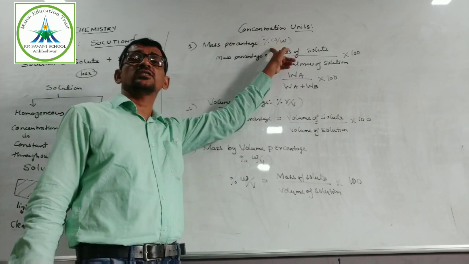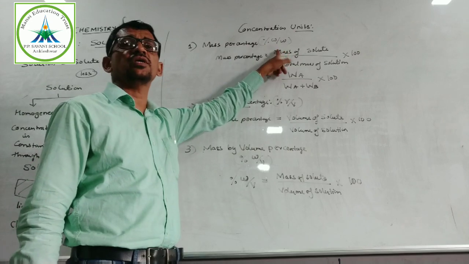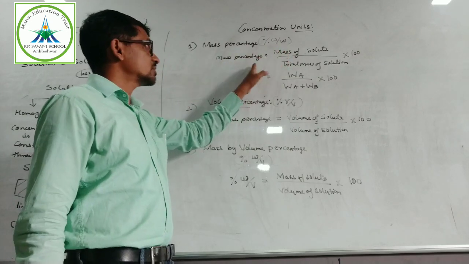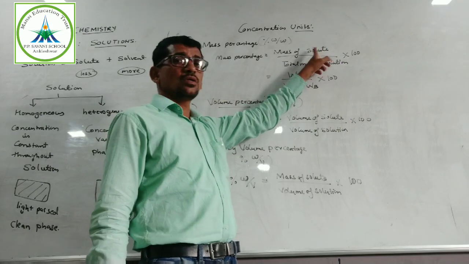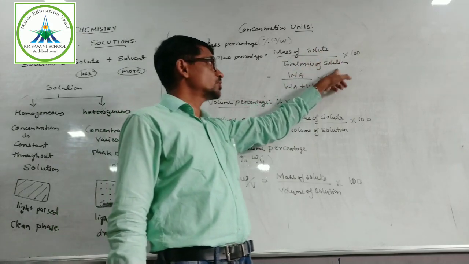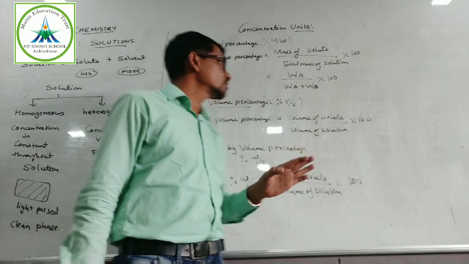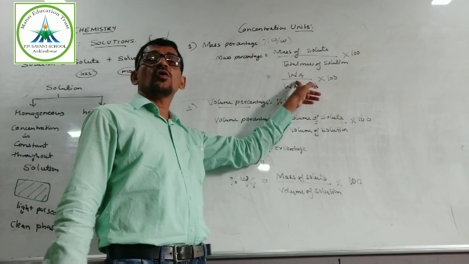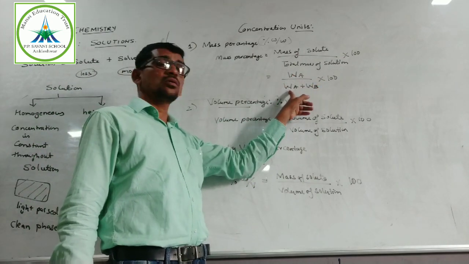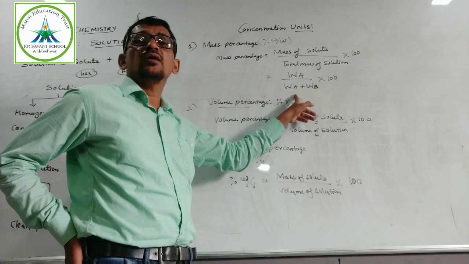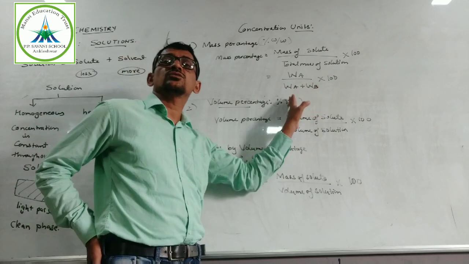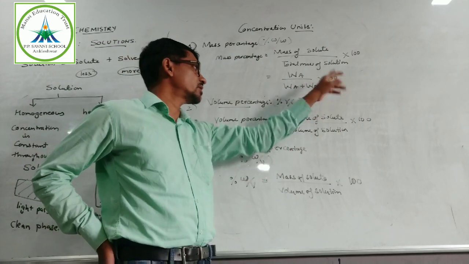It is designated as percentage weight by weight. So mass percentage is equal to mass of solute upon total mass of solution into 100. So weight of component A upon weight of component A plus B plus C, whatever it is, so weight of total components into 100.